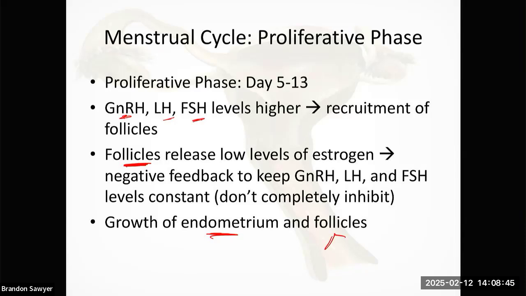Okay, and again, the growth in the follicles is being caused by FSH. The growth in the endometrium is being caused by estrogen. And the bigger those follicles get, the more estrogen they release. And so that's why there's more and more estrogen being released throughout. Okay, so growing through the proliferative phase.